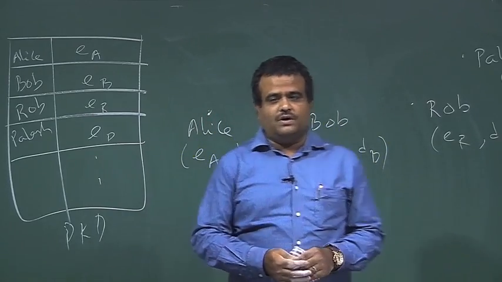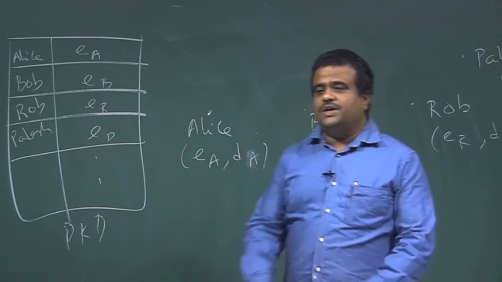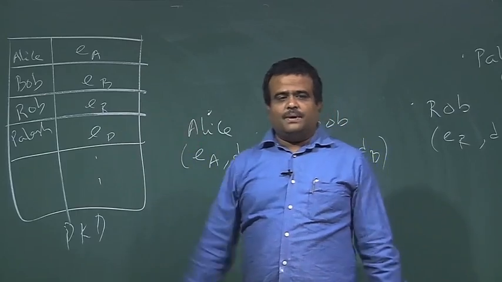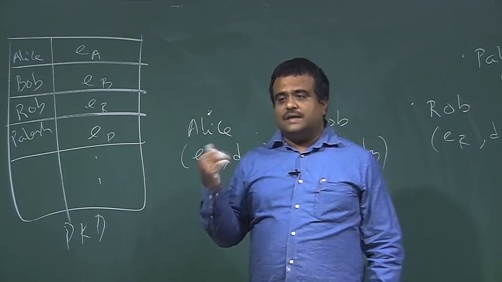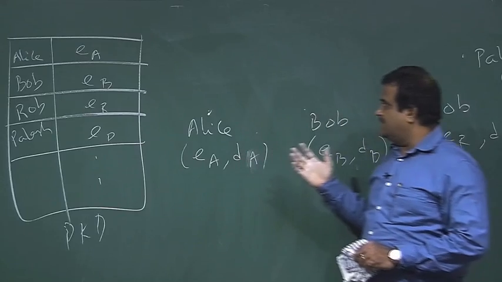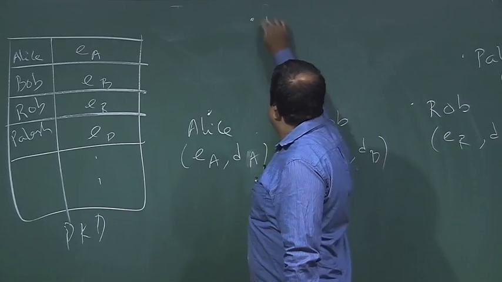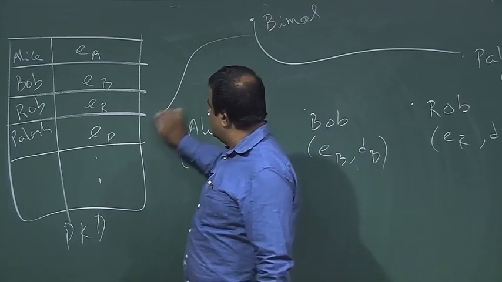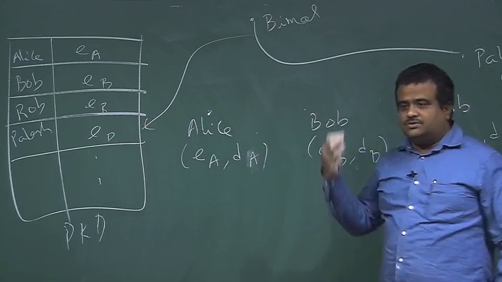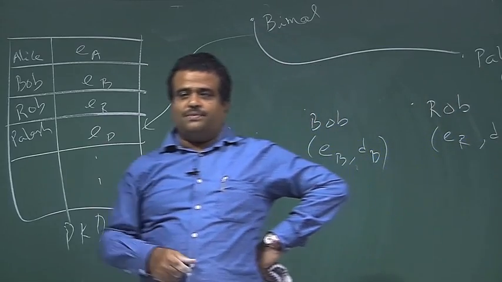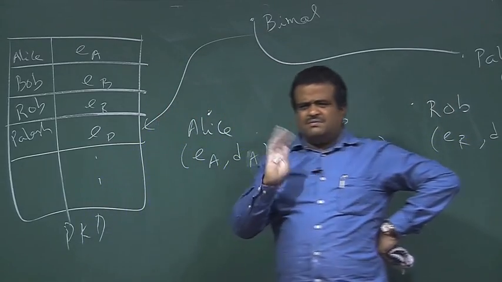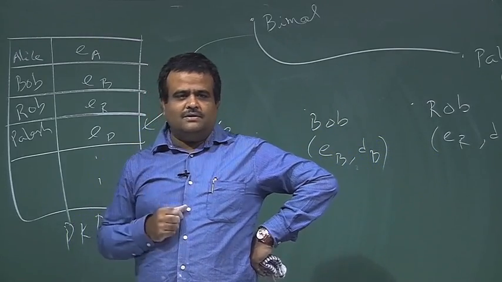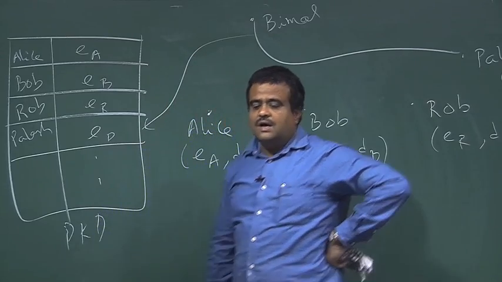There is the question of a trusted party, whom we can trust to maintain this public key directory. Or we can have a public key certificate. If Bimal wants to send a message to Palas, Bimal has to get the public key of Palas, or Palas has to show Bimal that this is my public key certificate. To get rid of this headache, Shamir introduced identity based encryption.